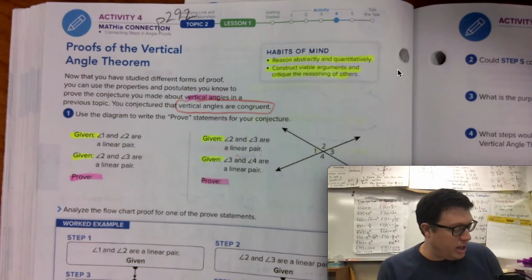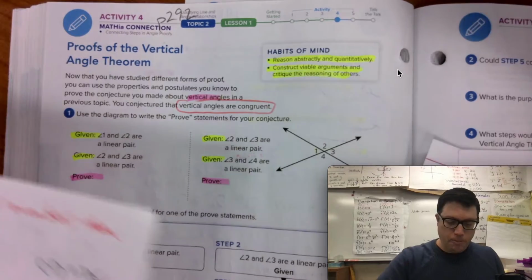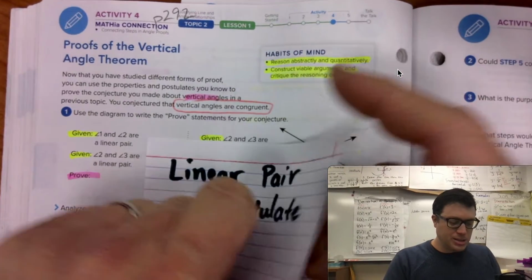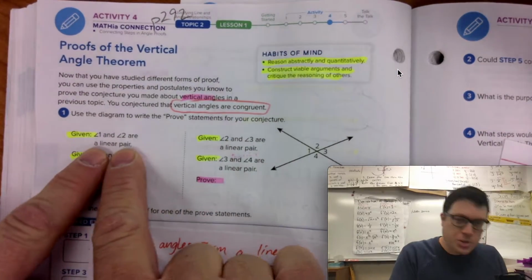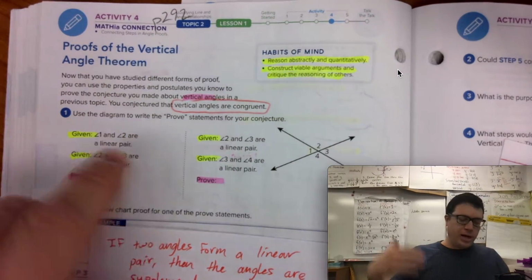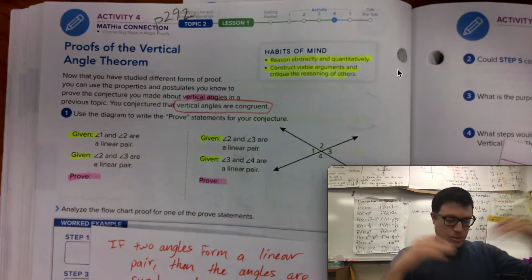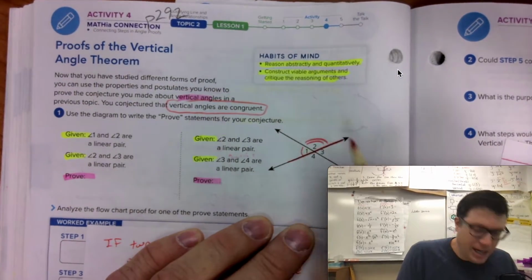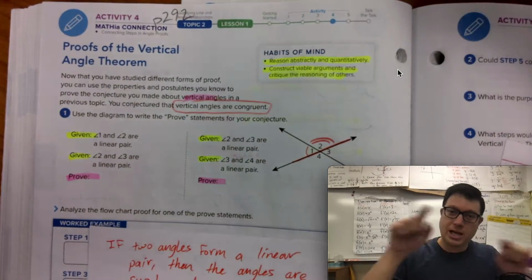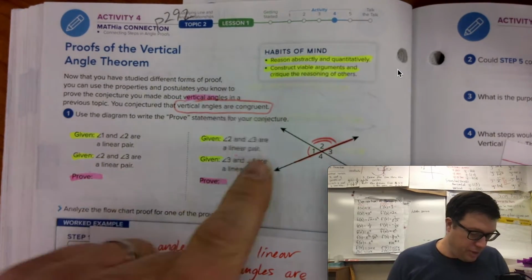Given angle 1 and angle 2 are a linear pair. So as a reminder, linear pair means that they form a line. So when you look at the diagram, those are things that we're looking for. We're looking for angle 1 and angle 2 to make a straight line. So add to the picture, angle 1 and angle 2 actually make that straight line kind of on the slant. Got a different color pencil for the other one.